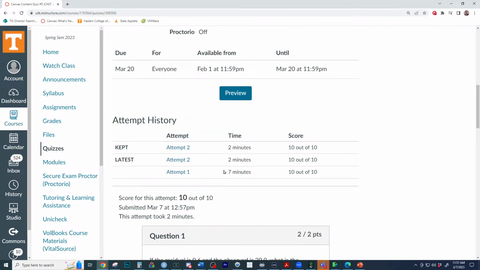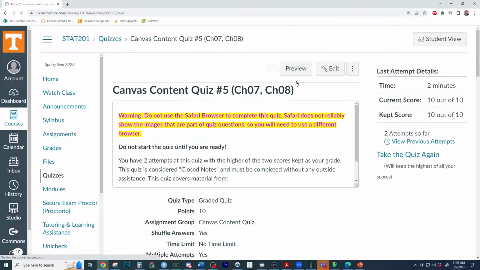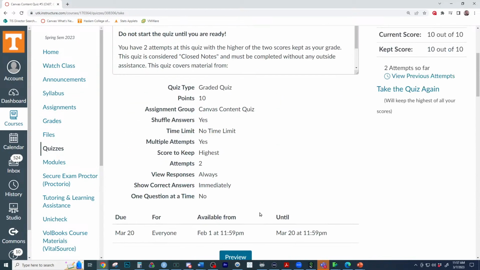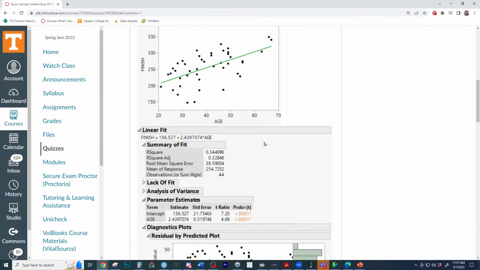Yay, 10. I thought it said I got a 7 there. I was like, what? We'll do one more attempt at this right here. Let's take a look. And we did this one earlier.